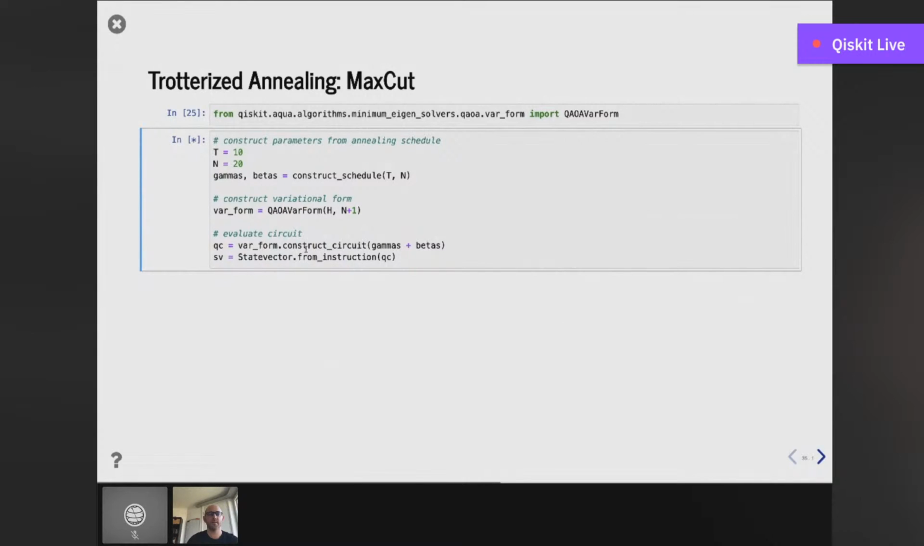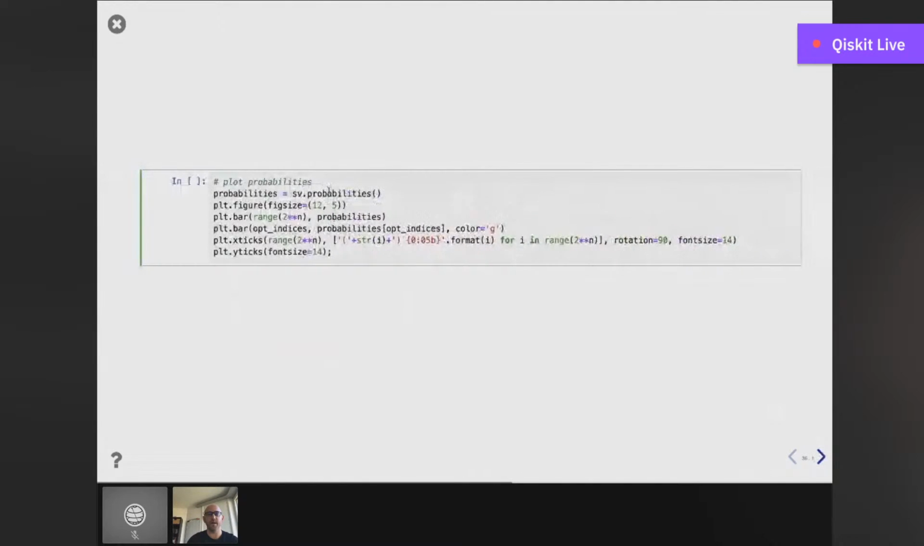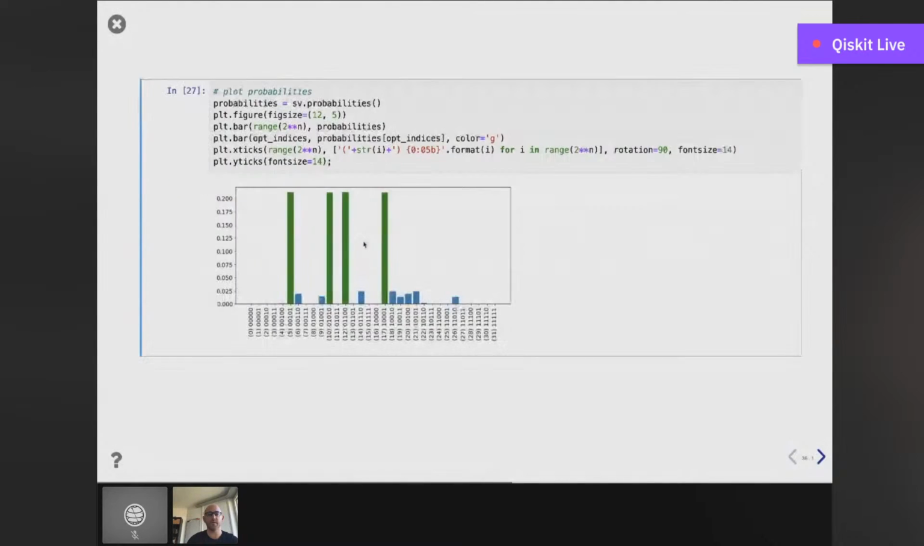Okay, so this gives us the state vector for this variational form, and if we analyze this, so here I'm now plotting the probabilities, then you see that again the 4 optimal states have the highest probability, and the others get a little bit of probability, but this is because it's still an optimization, an approximation. Otherwise, we would have to choose the t or the n larger. So this is the QAOA variational form used to run trotterized annealing.